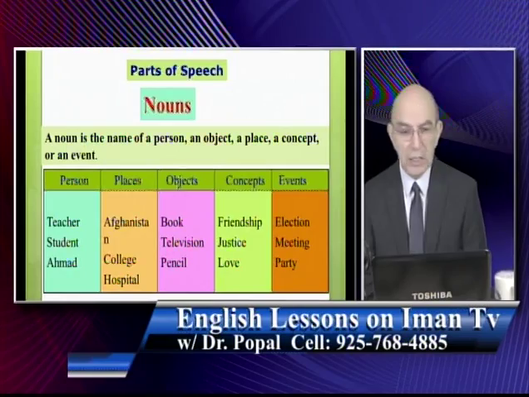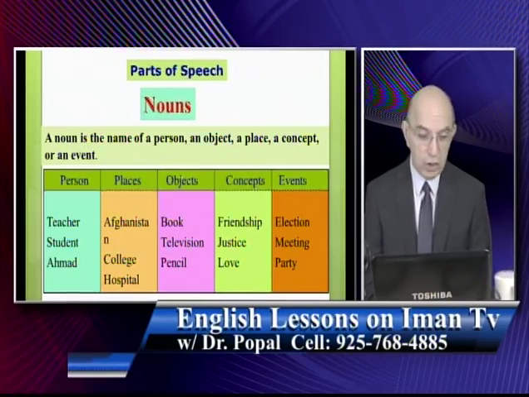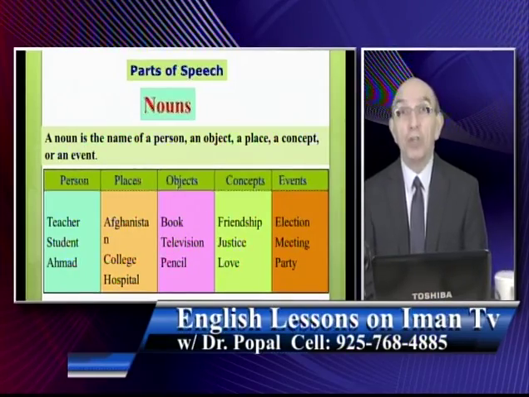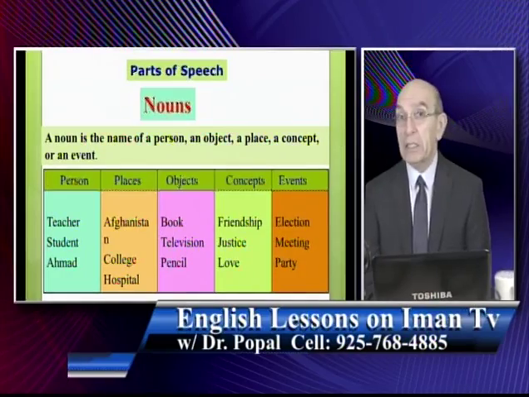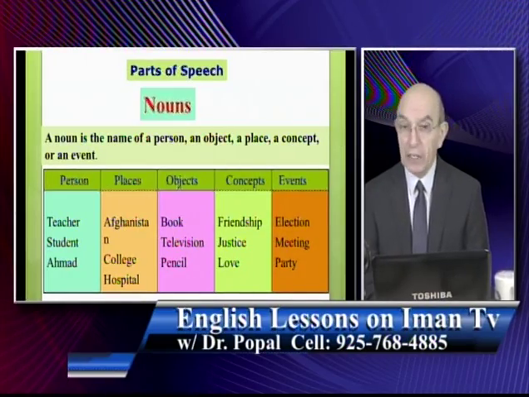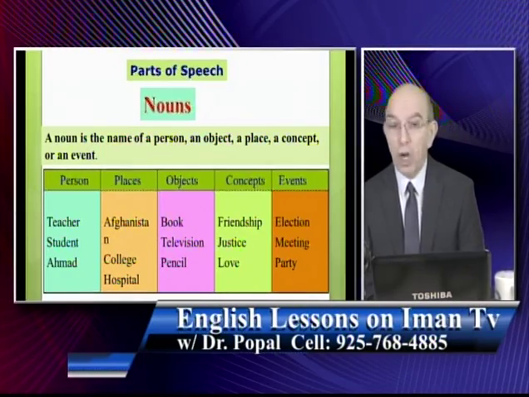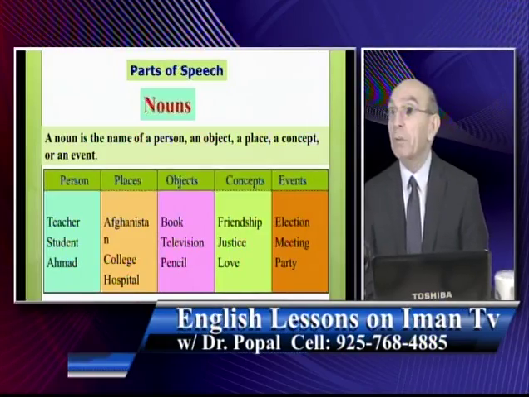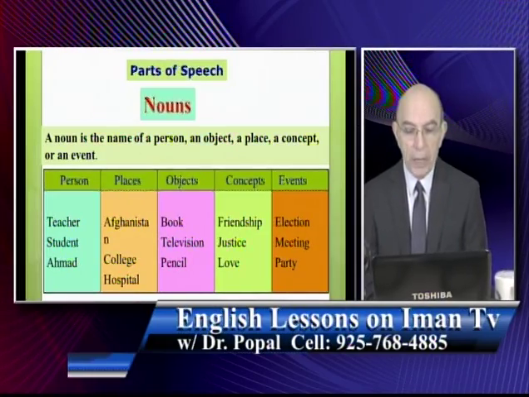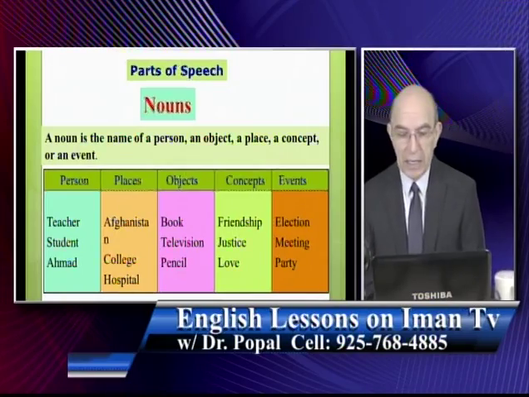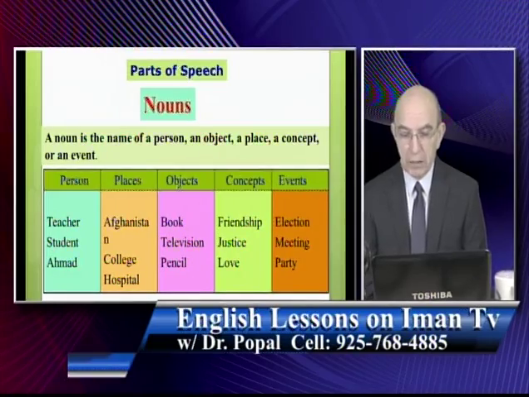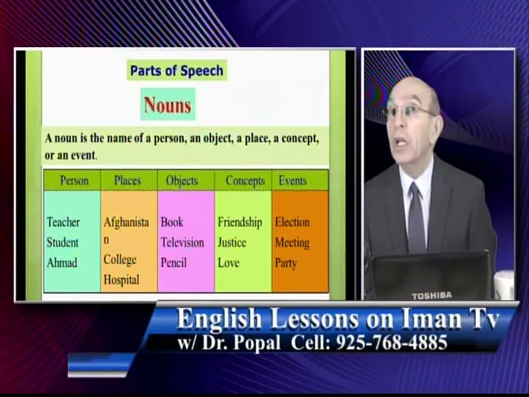For example, persons will be teacher, student, Ahmad. These are names of persons. And then places, the names of places will be Afghanistan, college, hospital. Objects, this is part of things, and that's what? Book, telephone, pencil, names of things. And then concepts, ideas, and that is what? Friendship, justice, love. Events: election, meeting, party. They are all nouns.